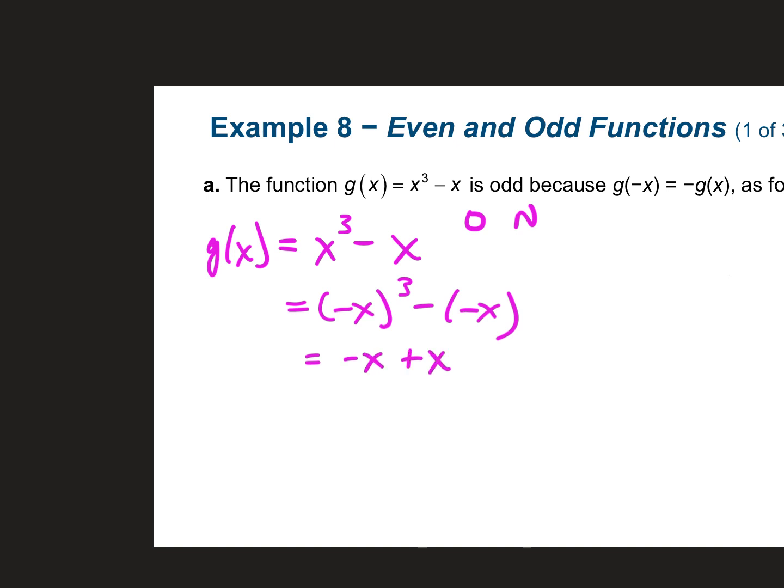plus x? If your function is odd, these two expressions will be, whoops, this should be cubed, right? They will be opposite of each other. X cubed, negative x cubed. Negative x, positive x. Yeah, you guys see that? That can get extremely confusing.